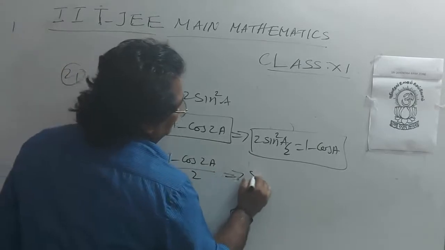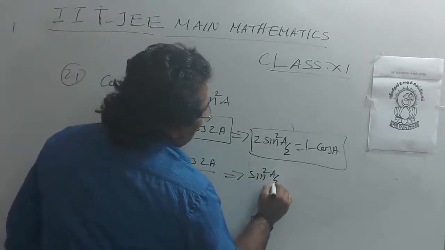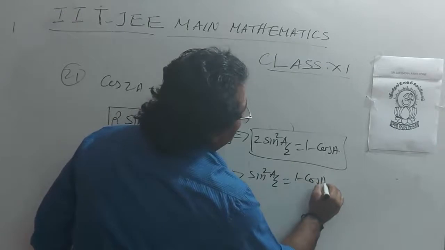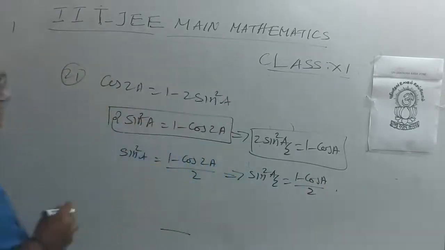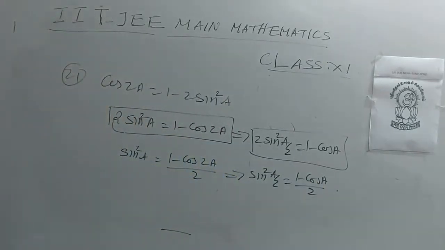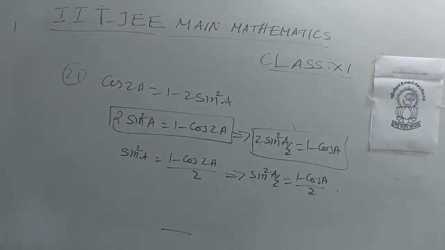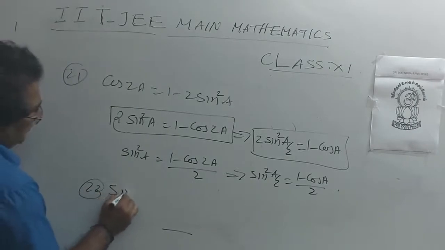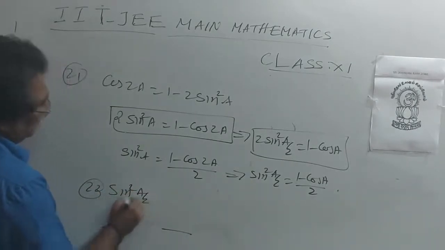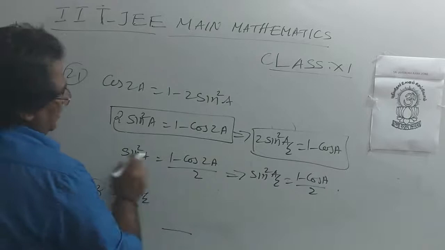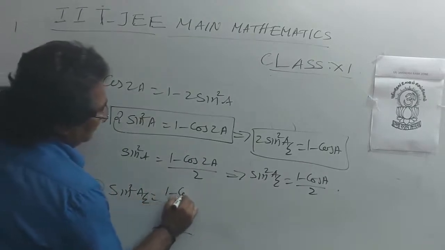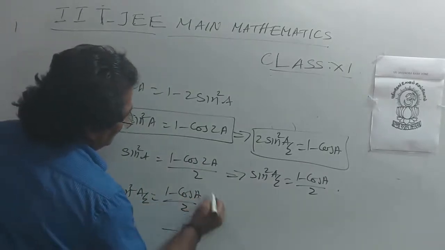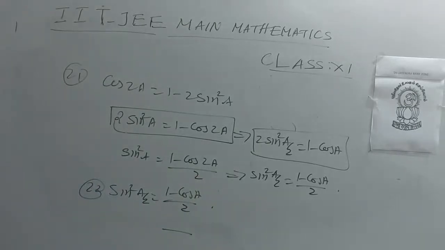From this, sin squared a by 2 equal to 1 minus cos a by 2. All the results should be remembered. So you can take this as sin squared a equal to 1 minus cos 2a by 2, and sin squared a by 2 equal to 1 minus cos a by 2.